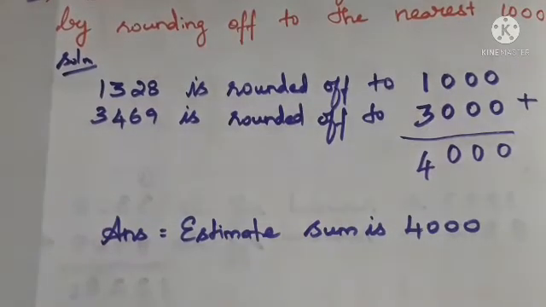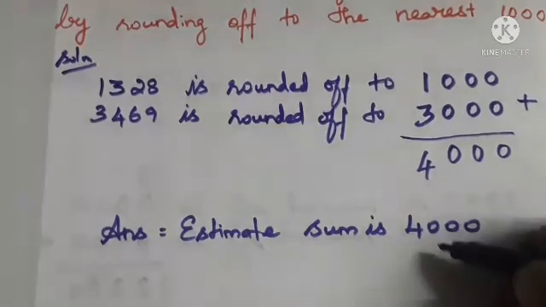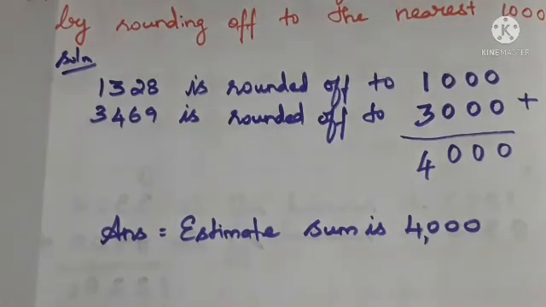Estimate sum is 4000 and we can place the comma. Okay, so estimate sum is what, ma? 4000. Have you understood this? If they ask to round to the nearest 1000, we have to focus on the 100 place. If it is less than 5, keep the 1000 place as it is and make the 100s, tens and ones places 0.